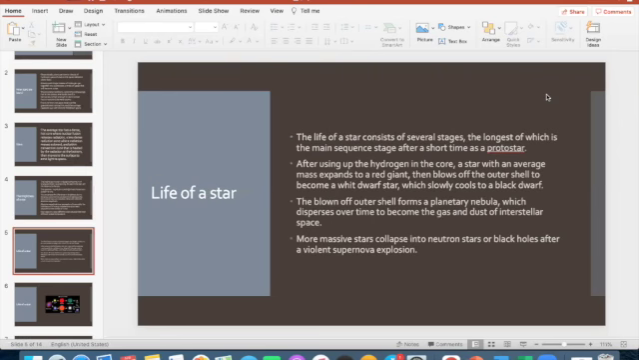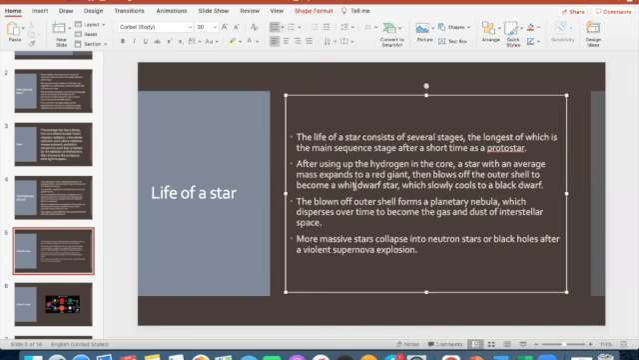All right. The life of a star consists of several stages, the longest of which is the main stage after a short time as a protostar. Again, protostar, that's the beginning phase. That's when the hydrogen gas and the different molecules are pulled together by the gravity. And after using up the hydrogen in the core, a star with an average mass expands to a red giant, then blows off the outer shell to become a white dwarf star.